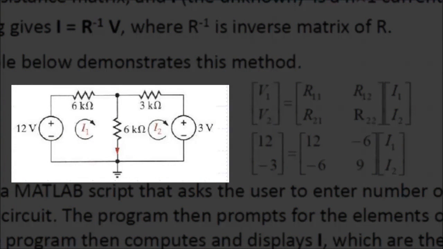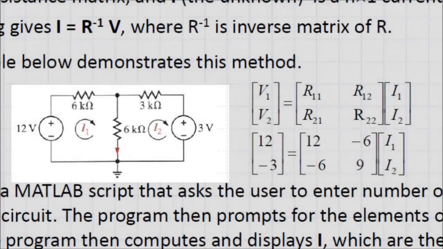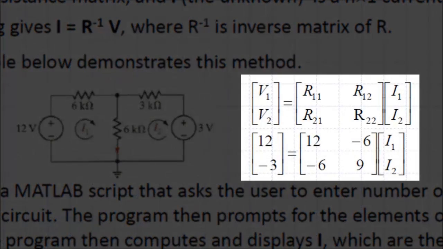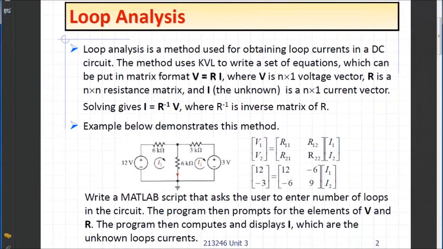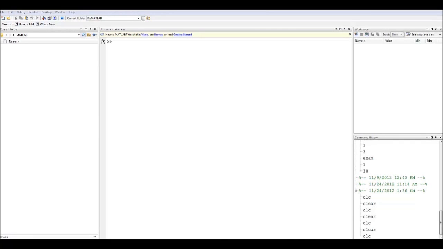The loop currents are designated, and KVL is applied to each loop to get the matrix equation. Once we have this equation, we can now use MATLAB to find the loop currents.